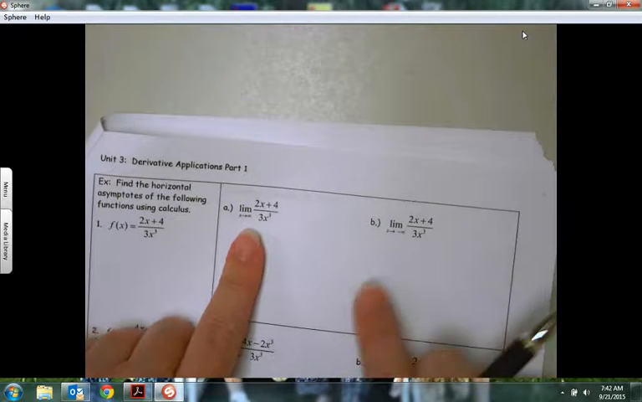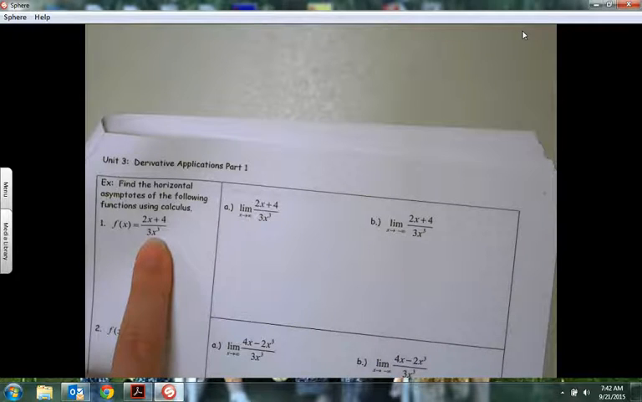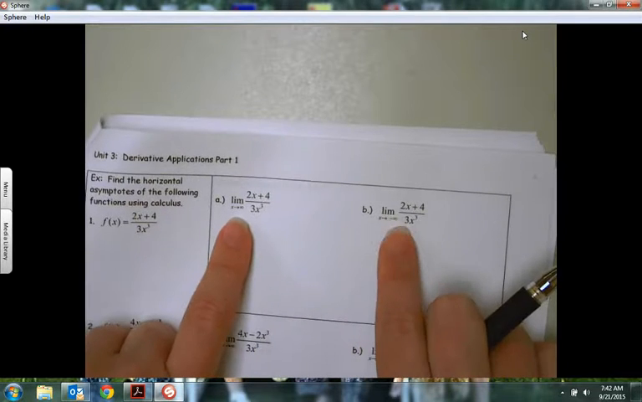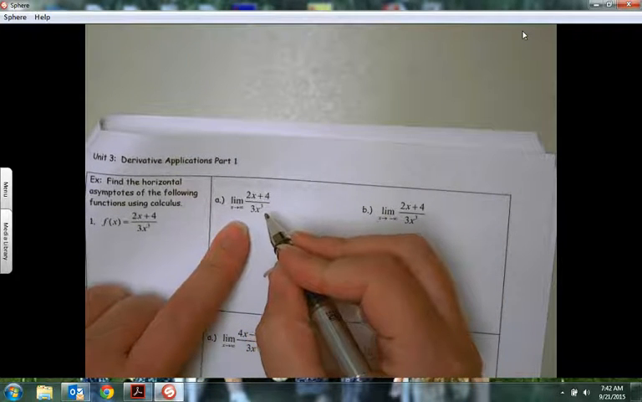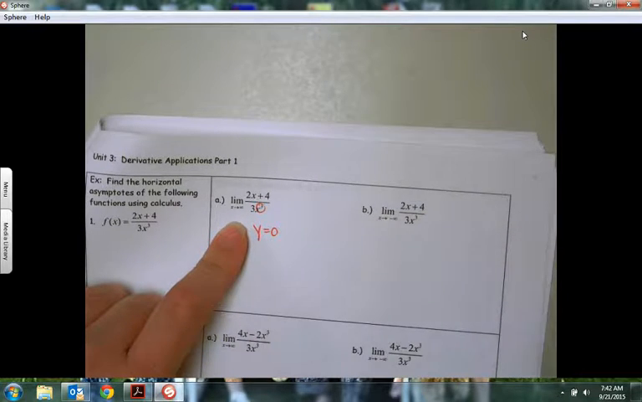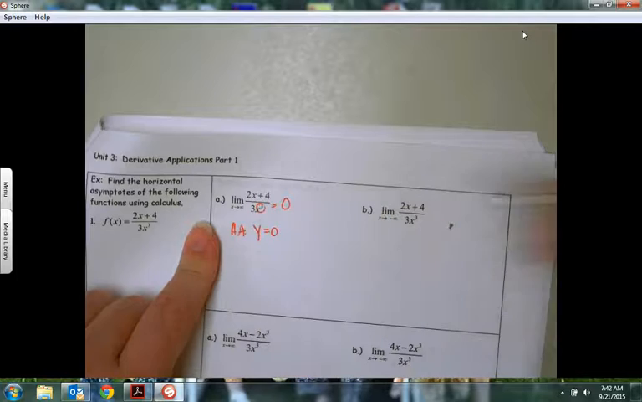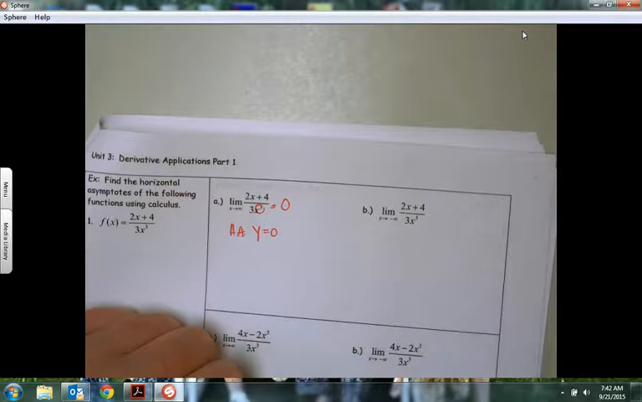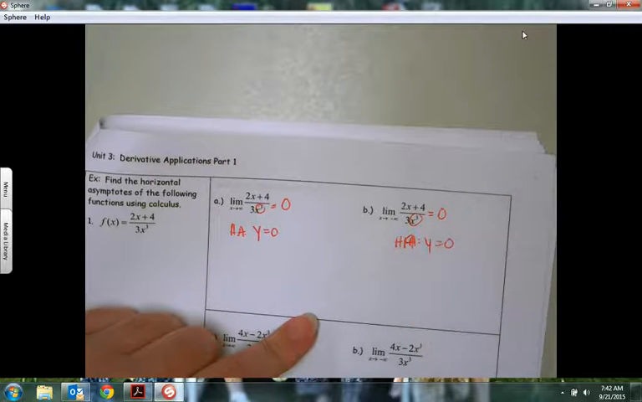So here, let's say that this is my polynomial over a polynomial, so it is a rational expression. So I know that as I go to plus or minus infinity, I should get the same answer. So let's look at this. This one goes to infinity, and it's bigger on bottom, so I get out y equals 0. So that limit is equal to 0, so my horizontal asymptote is y equals 0. And over here, as I go to negative infinity, again I'm bigger on bottom, so that limit is 0, so my horizontal asymptote is y equals 0.